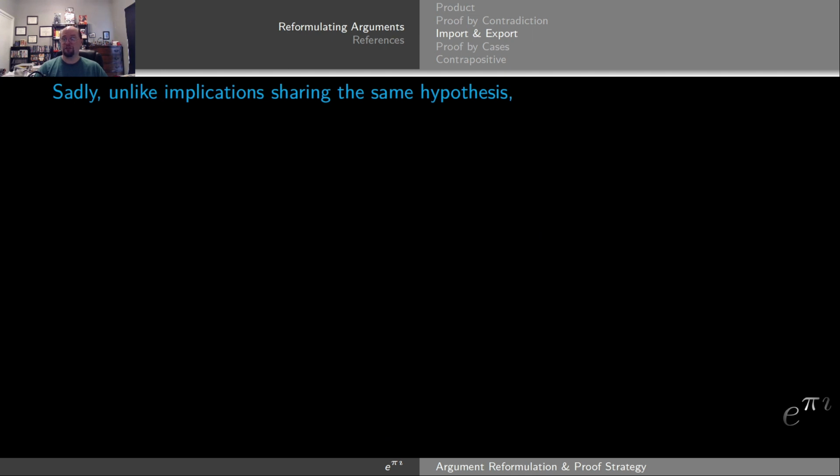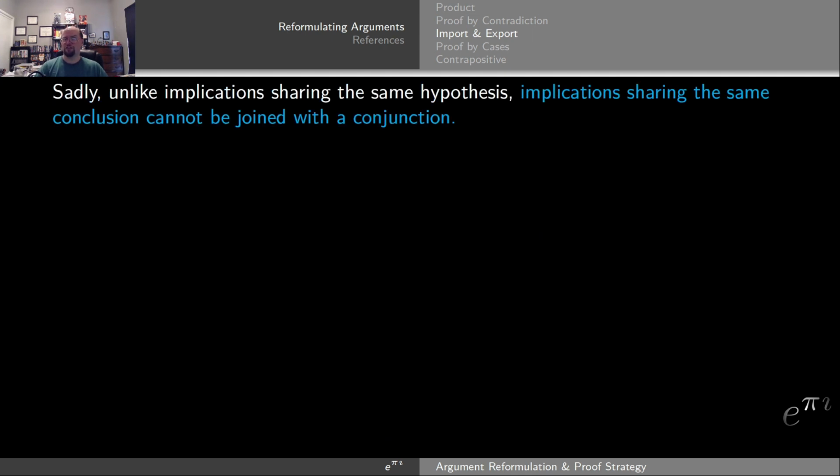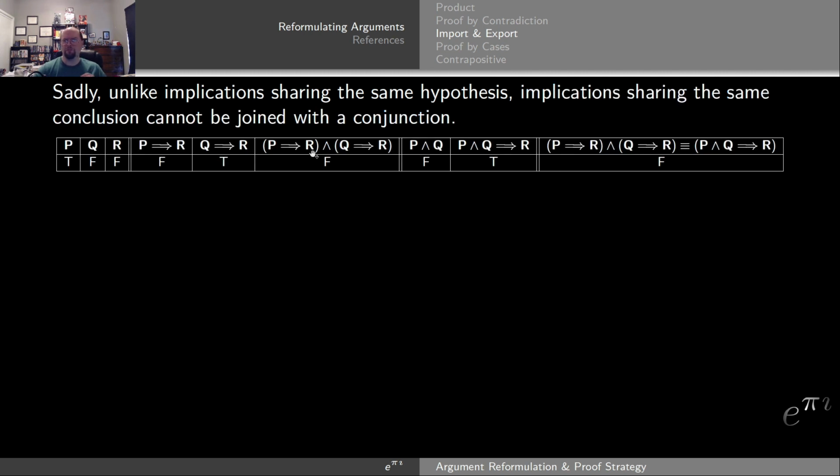Sadly, unlike implications sharing the same hypothesis, implications sharing the same conclusion cannot be joined with a conjunction the same way. So let's consider P implies R and Q implies R with conjunction in between. And I want to compare that to P conjunction with Q implies R. Let's consider the case when P is true, Q is false, and R is false. P implies R will be false, but Q implies R will be true. Conjunction these two and one gets a false statement, so this side happens to be false. On the other hand, if you take P and Q in conjunction, you get false, but false implies false will be true. So this side is false, this side is true, so sadly the equivalence is false.